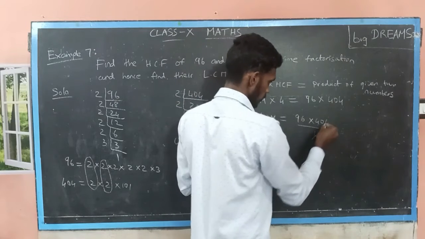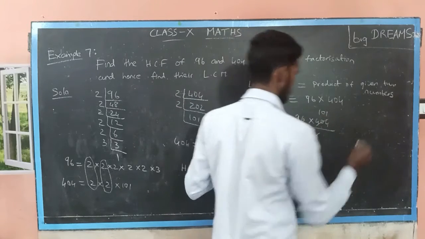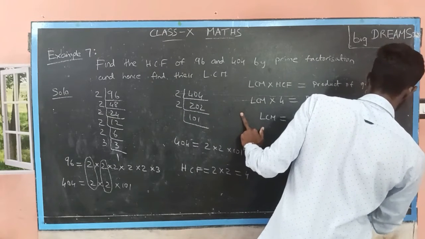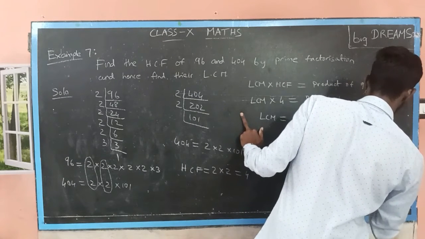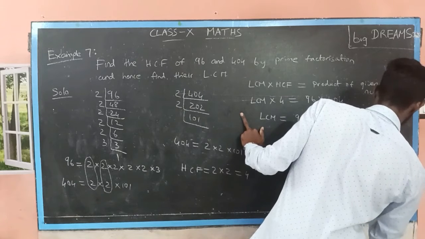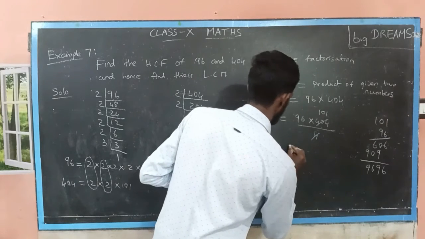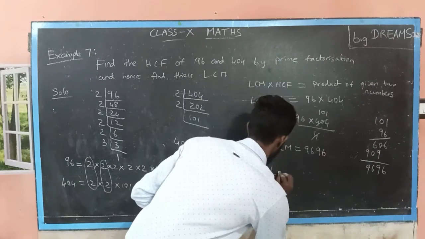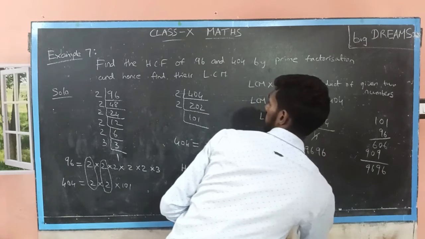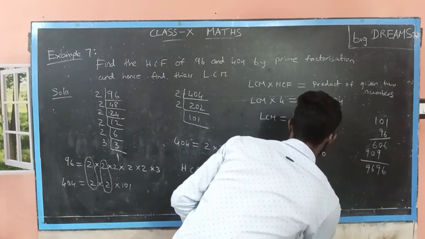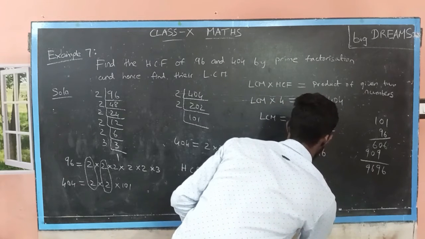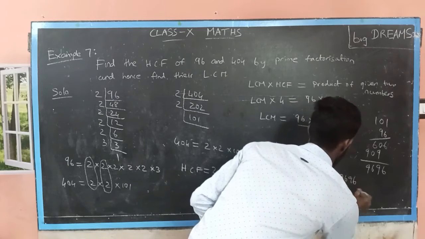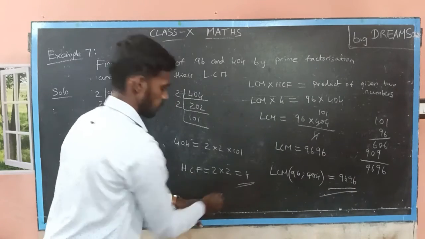Okay, so 4 into 101 is 404, so we get 101 into 96. That is 606, 909, 969, so 9696. So I am getting the LCM as 9696. Thus the LCM of the numbers 96 and 404 is equal to 9696 and the HCF is 4.